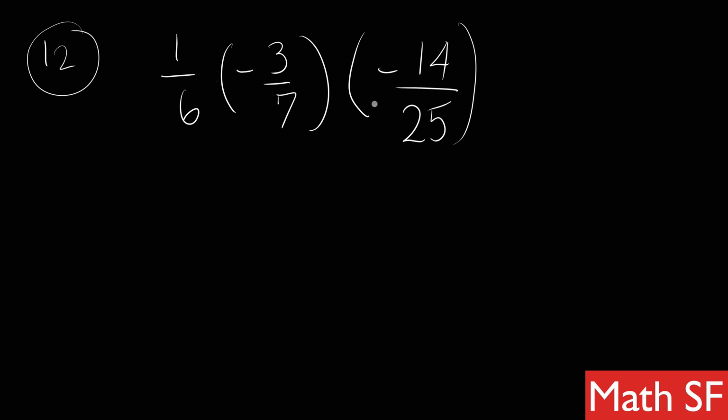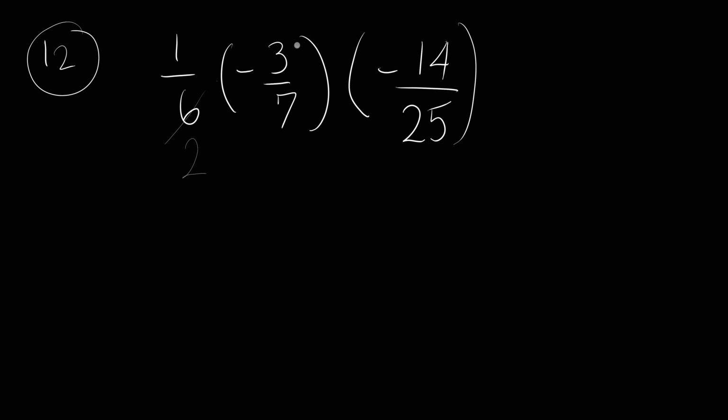Number 12. In problem number 12, we have 1/6 times negative 3/7 times negative 14. About the sign, whenever you multiply, just hold on for a minute. Let's just worry about the numbers. So let's see if they have something in common. 6 and 3, I believe they have something in common. 3 goes into 6 twice. 3 goes into 3 once. Same technique. I think the 7 and the 14 have something in common. So 7 goes into here once. 7 goes into here twice.